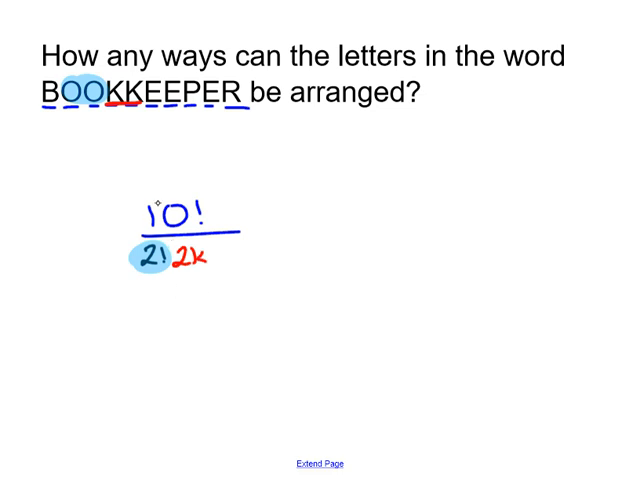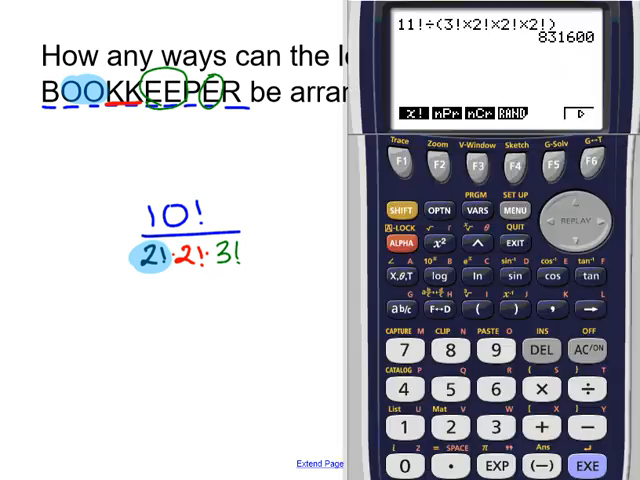All right, seems pretty reasonable. And now I can see that we also have 2 E's and 1 more E. That makes 3 E's. So that's 3 factorial. There we go. And then I think that's all the repeated letters, right? We have a B, we have a P, we have an R. All right, there we go. That's it. 10 factorial over 2 factorial, 2 factorial, 3 factorial.